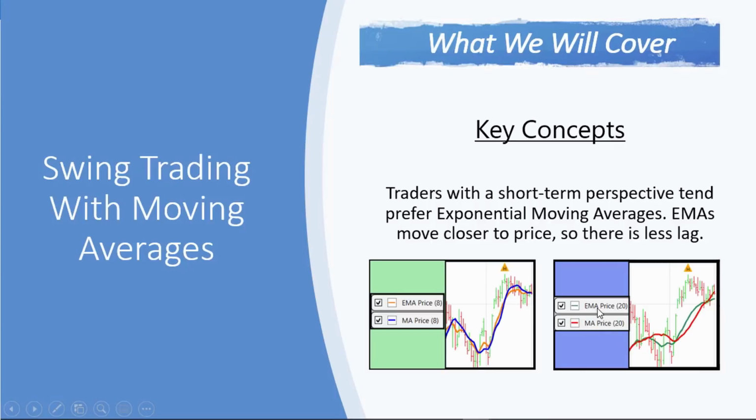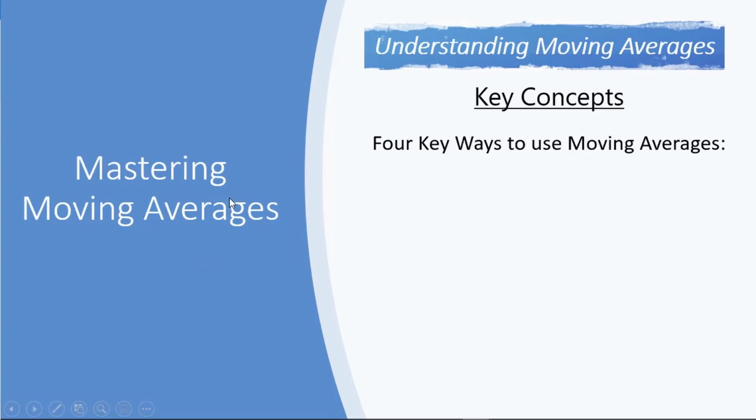Here's the difference between a 20-day EMA and a 20-day simple moving average. The green line is that 20-day EMA, which again hugs price a little bit more closely, giving you earlier signals of trend changes. 4 key ways to use moving averages.